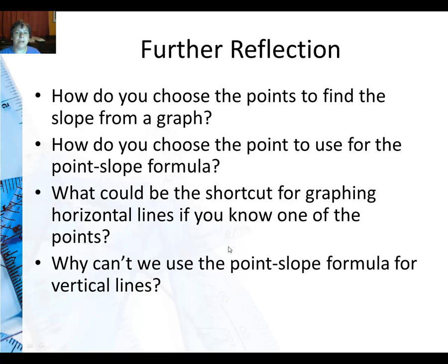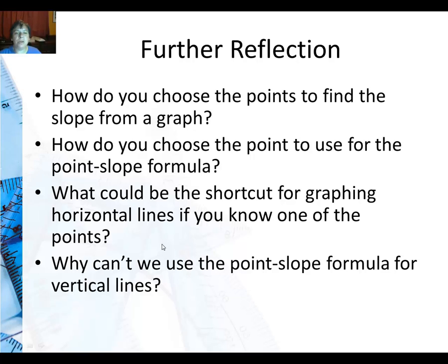So for further reflection, how do you choose the points to find the slope from a graph? Make sure that they're clear points where you can easily tell what the coordinates are. Don't try to say, oh, it's close to that. How do you choose the point to use for the point slope formula? If you have 2 points, it can be either point. If you have only 1 point, obviously that's what you're going to use.